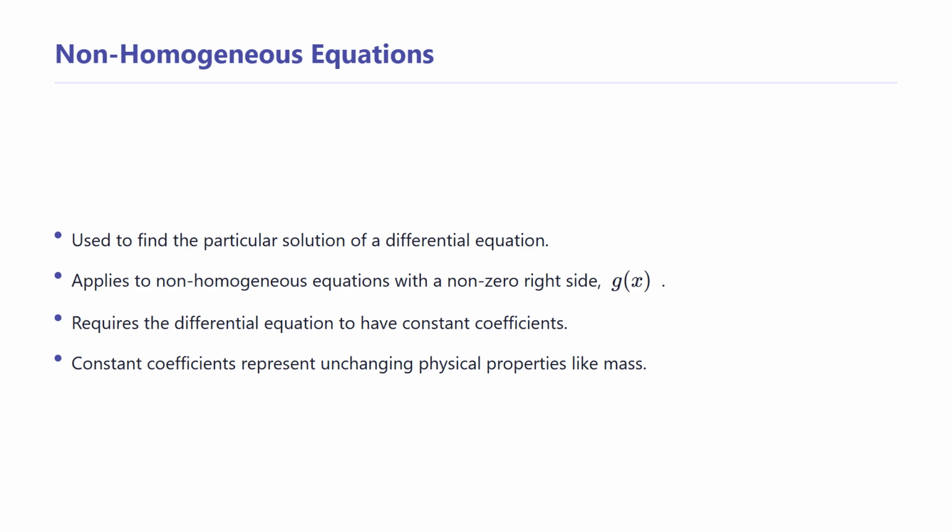It simply means our equation has a non-zero function on the right side of the equal sign, which we usually call g of x. For this specific method to work, the left side of our differential equation must have constant coefficients. This means the properties of our system, like mass or resistance, do not change over time.